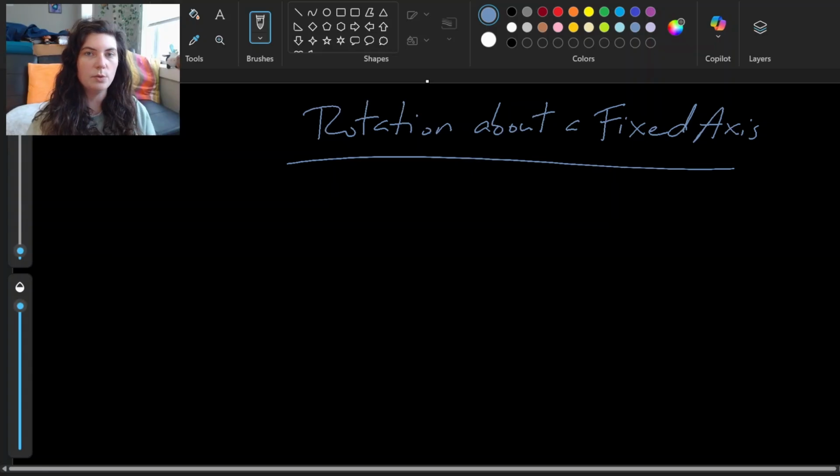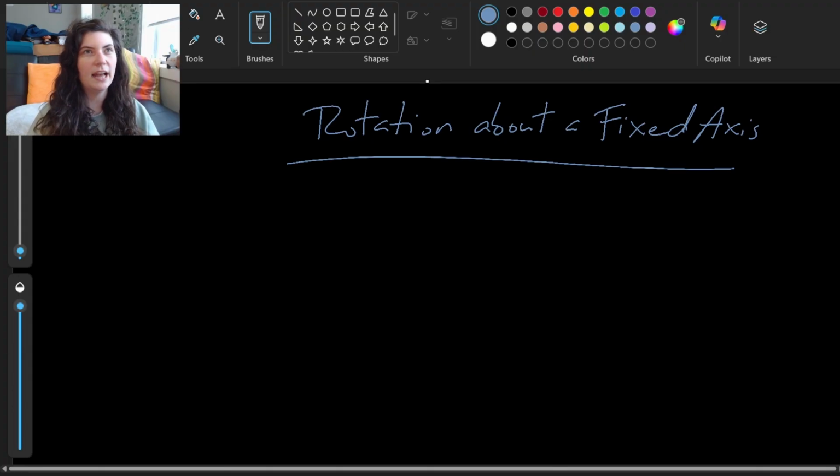In our last video, we started talking about the concept of planar kinematics, and we said that there are three types that we're going to encounter in this class. We've already talked about the first one, which was translation, and in this video we'll be talking about the second one, which is rotation about a fixed axis.